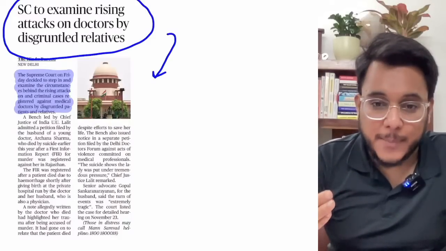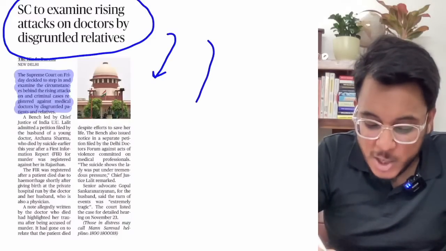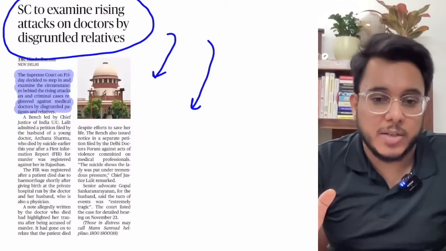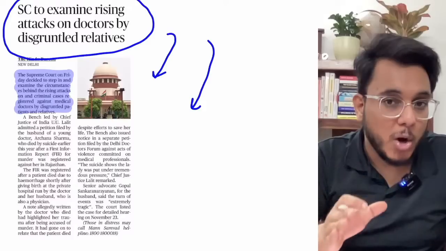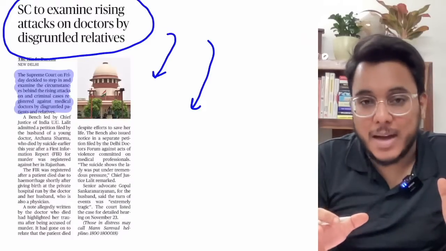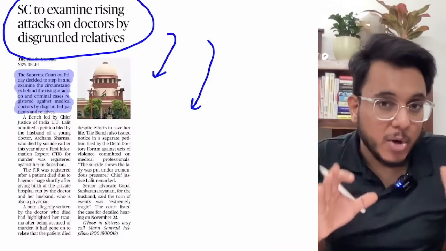So therefore the relatives have concerns, but at the same time there are many cases where, just out of frustration, attacks have been made on the doctors and on the paramedics in the past. Now this is something which demoralizes the doctors.